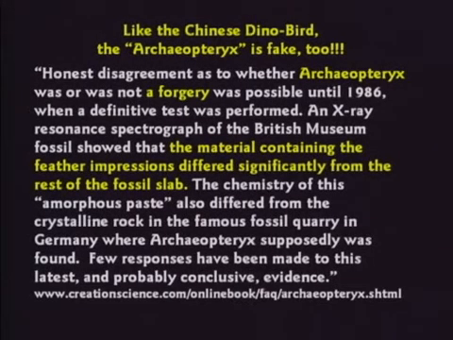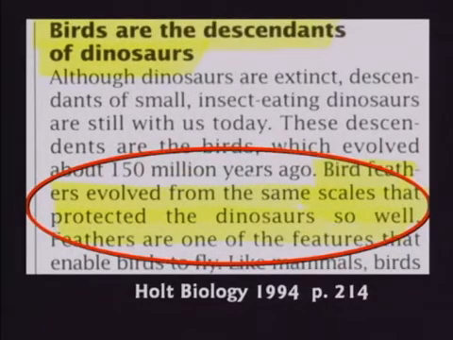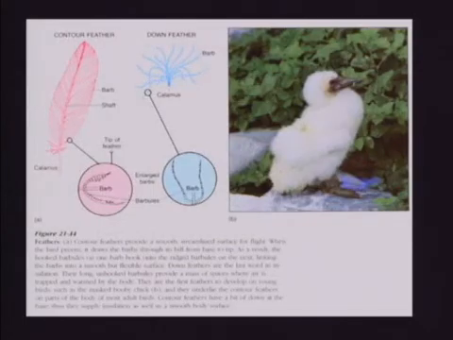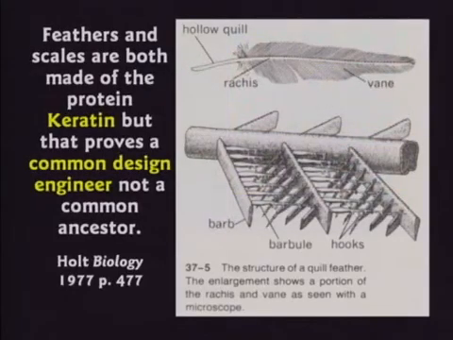They say bird feathers evolved from the same scales that protected the dinosaurs so well. This is silly. Bird feathers are incredibly complex. Now, feathers and scales are both made of the same protein. It's called keratin. I understand. But that's where the similarity stops. Battleships and forks are both made out of the same metal.